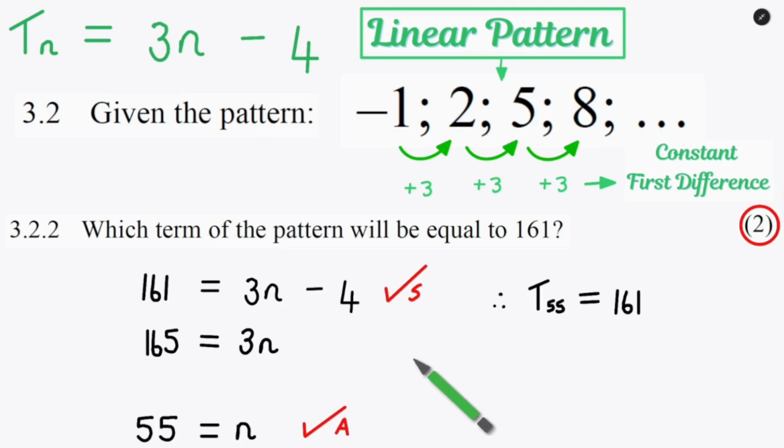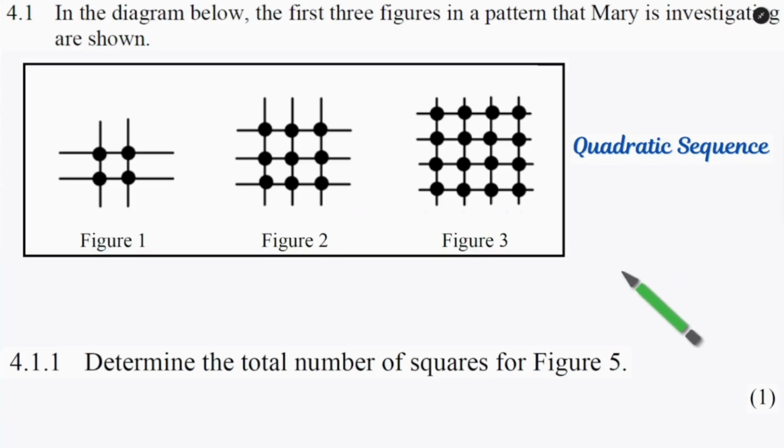And your 2 marks are awarded over here for your substitution of 161 in the right place, as well as your final answer of 55. We have officially hit the quadratic sequences in our papers, and in maths we cannot work with pictures, we have to work with numbers.